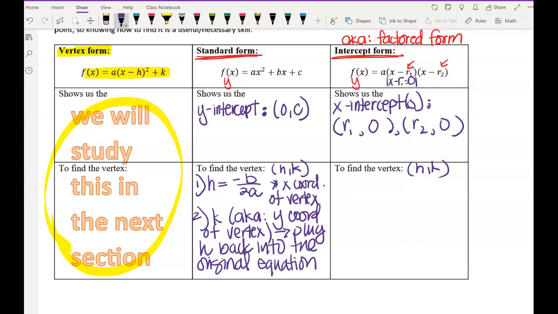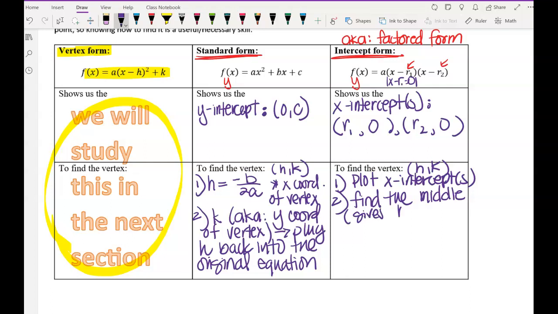Okay, that's how you're going to find your vertex. Now, when it is in the factor form, to find the h, k, aka the vertex, step number 1, plot x-intercepts. Step number 2, find the middle. This gives the h value. The middle is going to give you the h value.